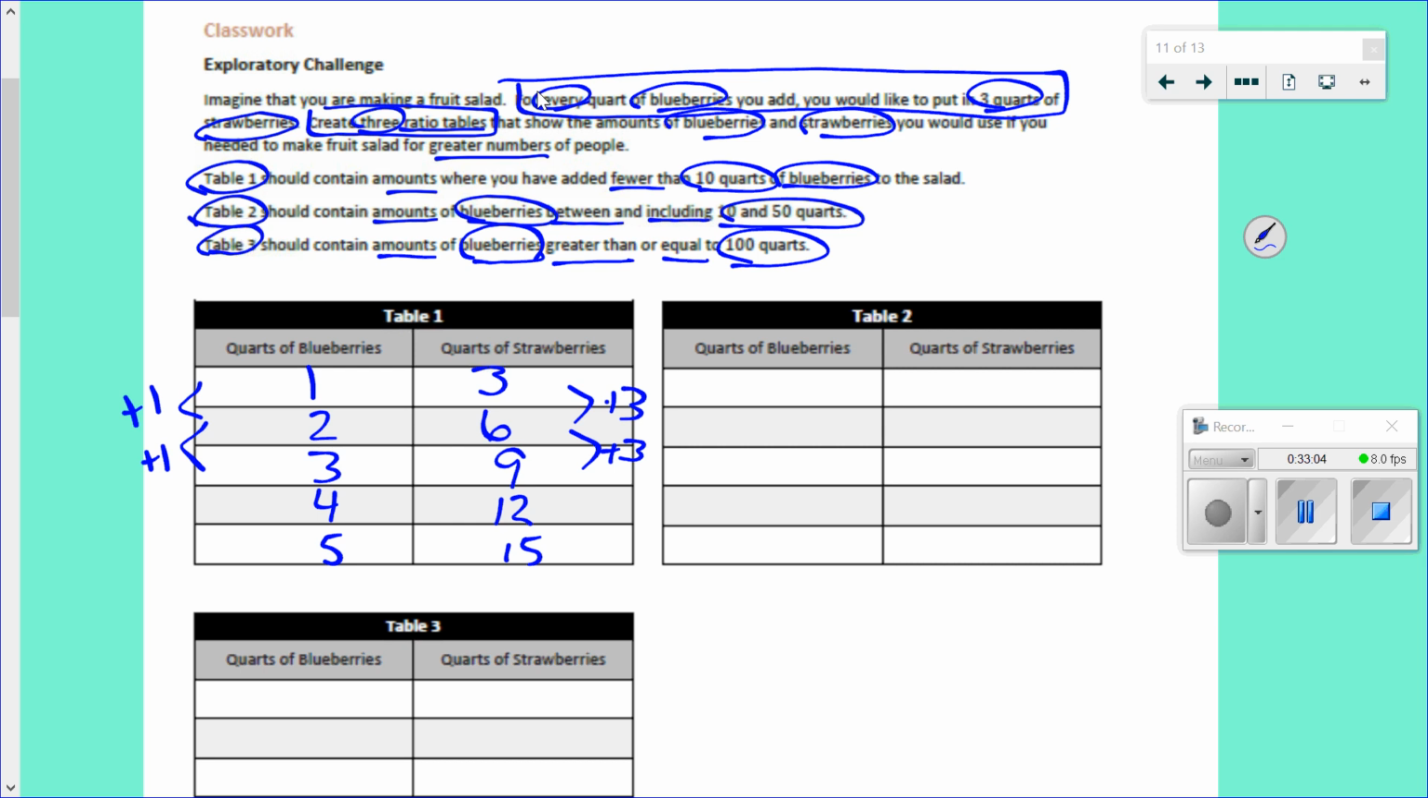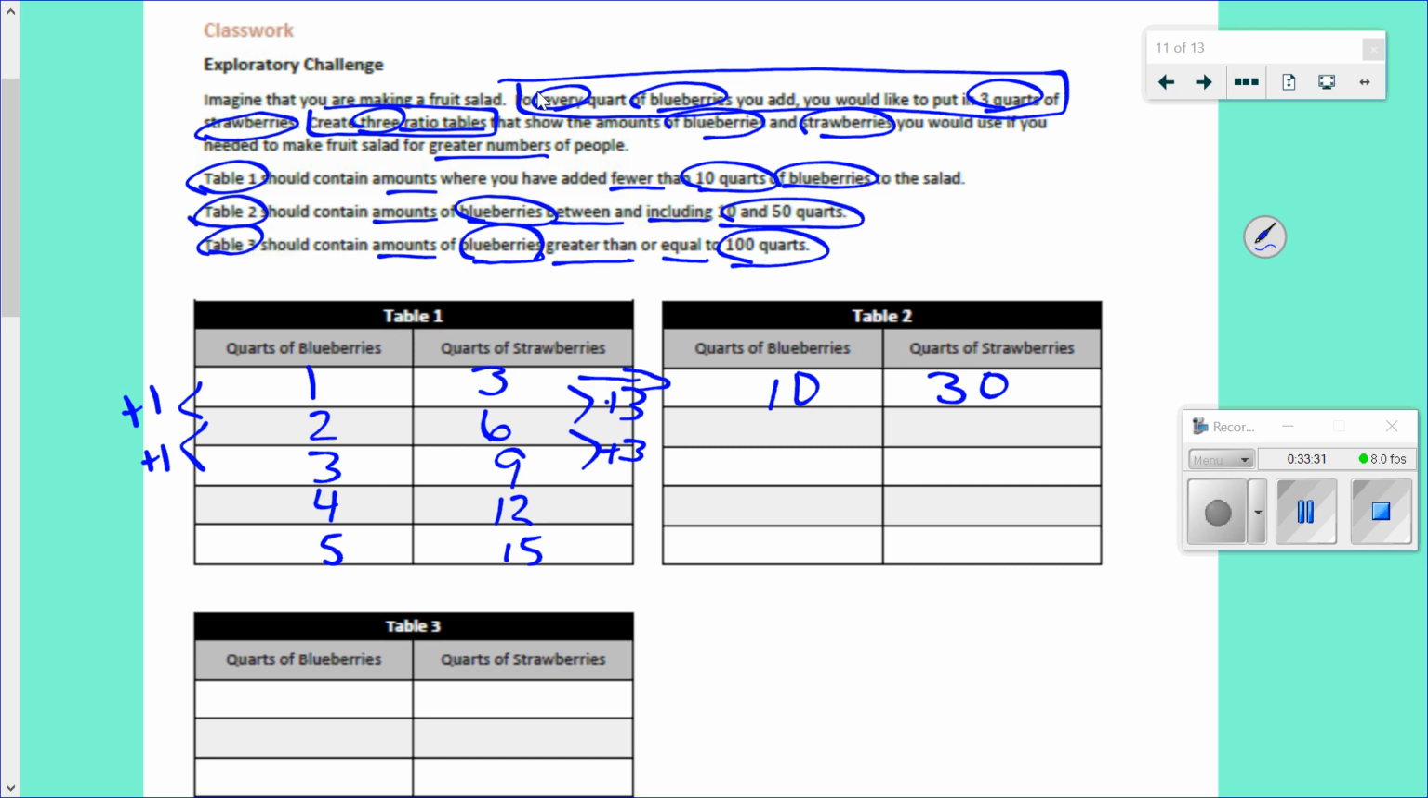Okay, for table 2, now I have to have from 10 to 50 quarts of blueberries. So where's this one going to start? I have to start with 10 quarts of blueberries. So how many quarts of strawberries would that be? For every 1 is 3. That means for every 10 it's... There we go.